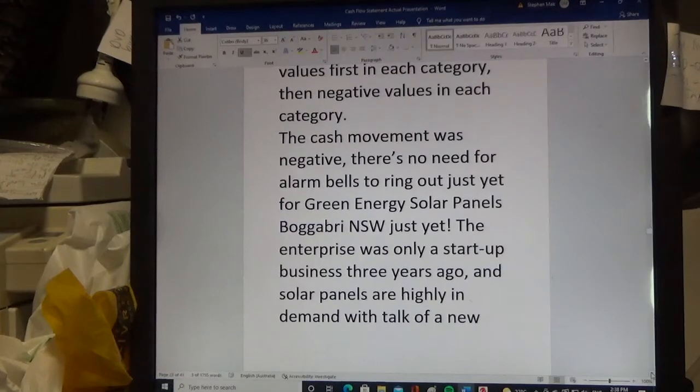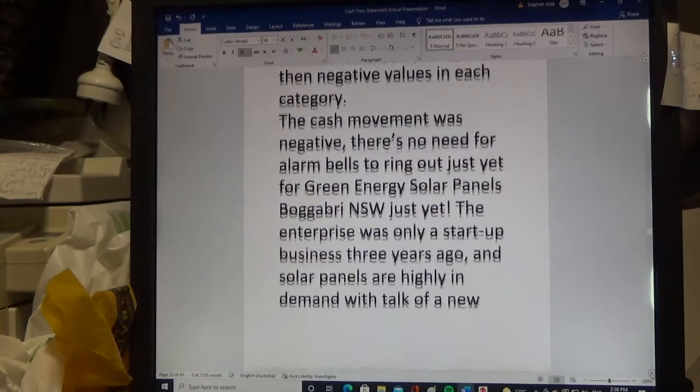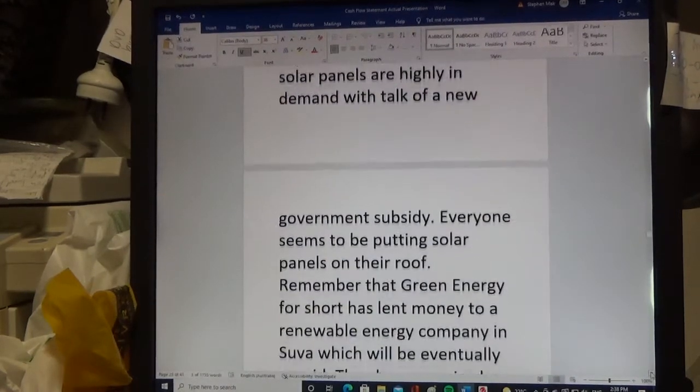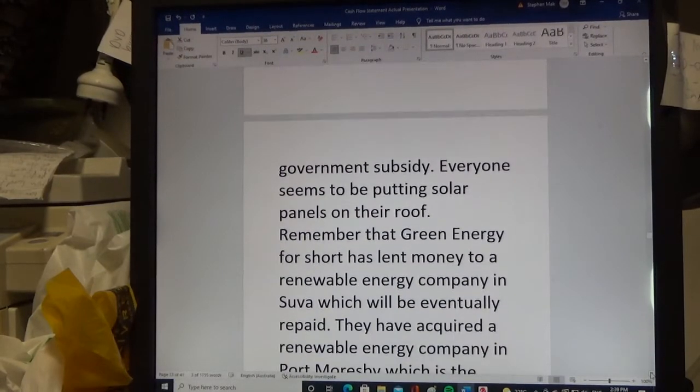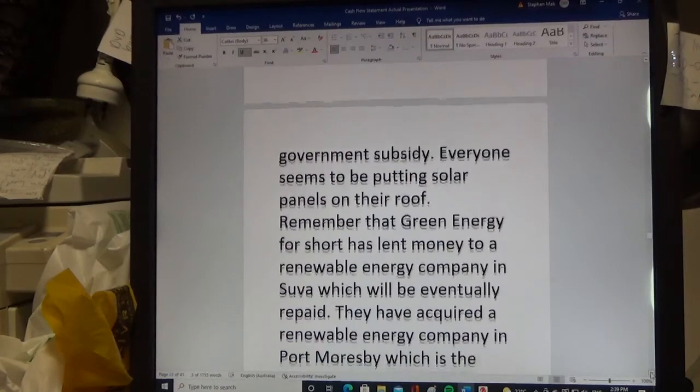So if the entity did have a negative cash flow movement, there's no need for alarm bells just yet. The enterprise was only a startup business 3 years ago, and solar panels are highly in demand with talk of a new government subsidy. Everyone seems to be putting solar panels on their roof.